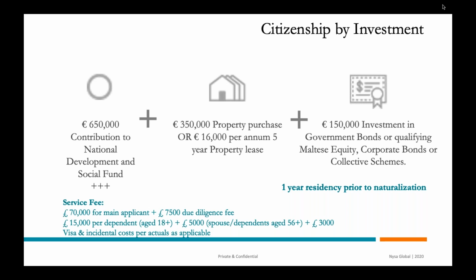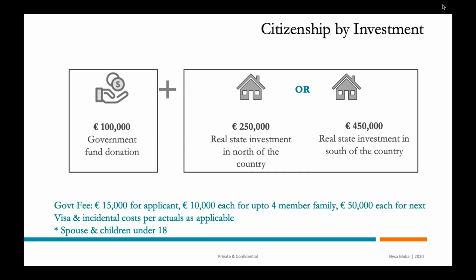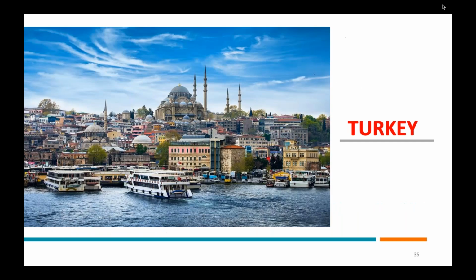Again, there are associated fees with it. The new kid on the block is Montenegro, which is a new program that has started recently. It requires a government donation as well as a real estate purchase: 250,000 euros in the north of the country, which is the more developing part, and 450,000 in the south, which is the more developed part. Again, associated fees and costs will come with this.